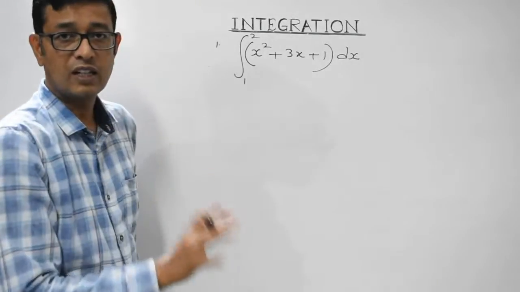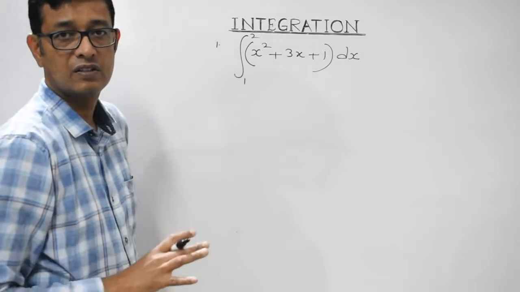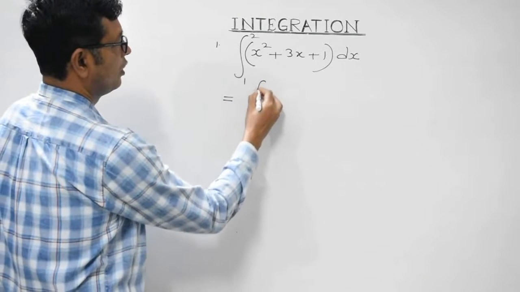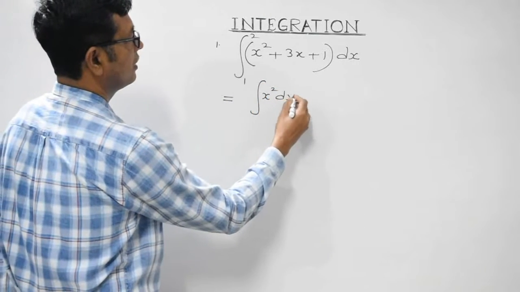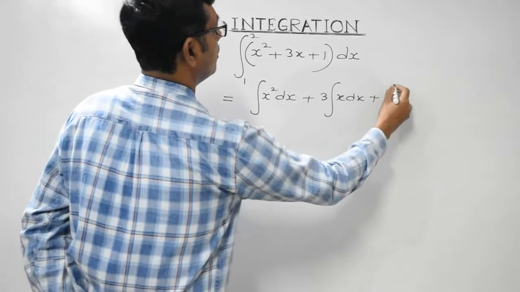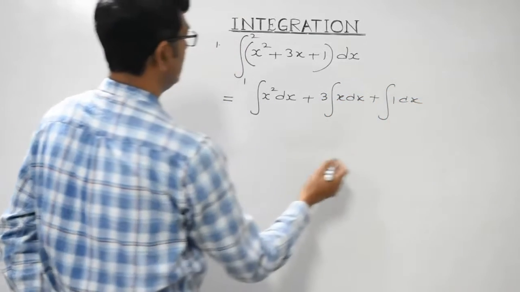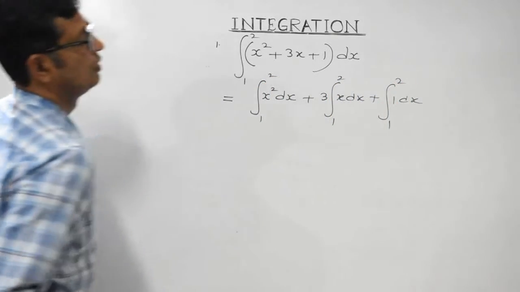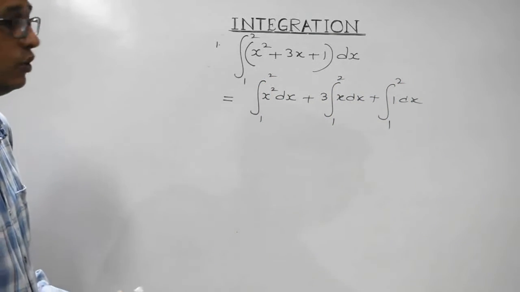To start with, forget about the limits. You need to first solve it. So what to do is, you can write it like this: x square dx plus 3 can be taken outside, x dx, plus 1 dx. Limits will be from 1 to 2. Let's apply the formula.